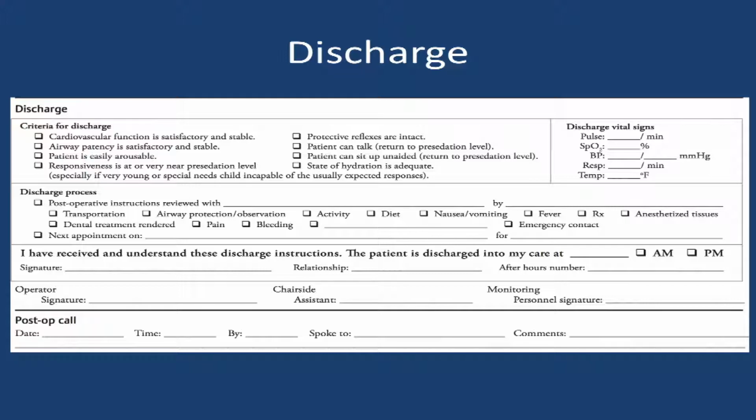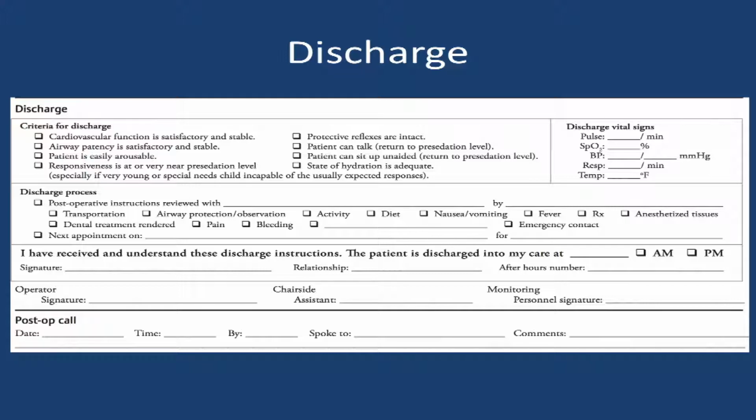To the right-hand side, we'll see the discharge vital signs: the pulse rate, the saturation of oxygen, blood pressure, respirations, and temperature. The discharge process entails post-operative instructions reviewed with the care provider, whoever that might be, by either the doctor or the assistant. If this patient is ready for discharge, then it's likely that a staff member may be interviewing the patient with this information.